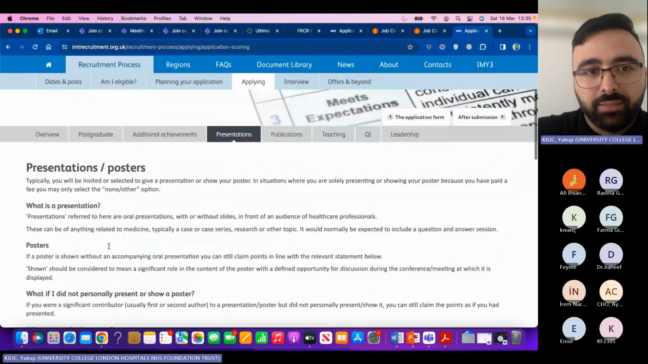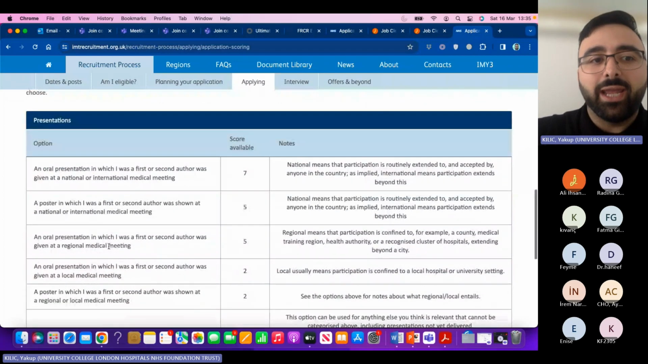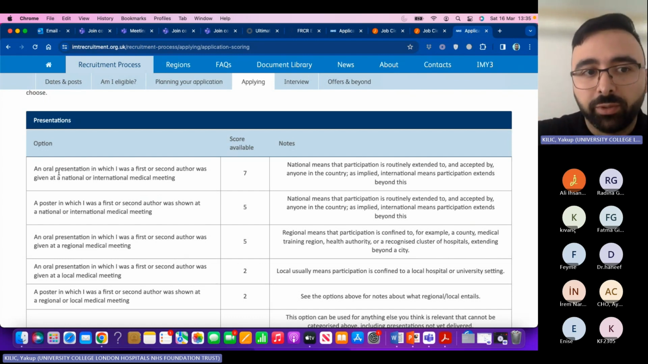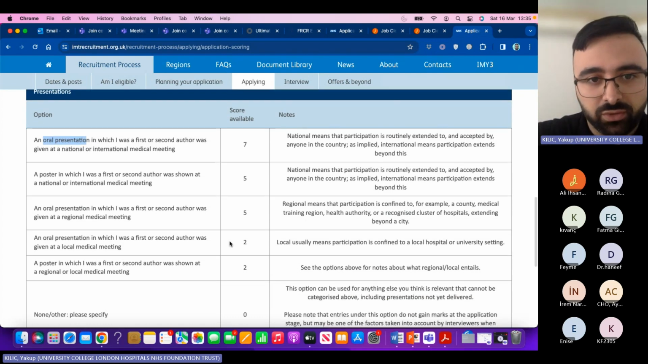Next is the presentation. So if you've given an oral presentation in which you are first or second author in a national or international meeting, that's 7 points. If you have a poster presentation in which you are first or second author in a national or international meeting, that's 5 points. And it's only one, by the way, guys. You don't have to do multiple. If you've got one oral presentation, that's automatically 7 points, and it goes down like that.